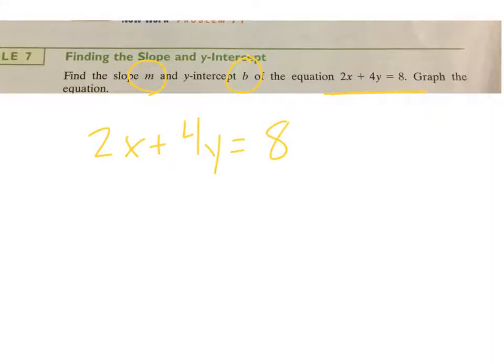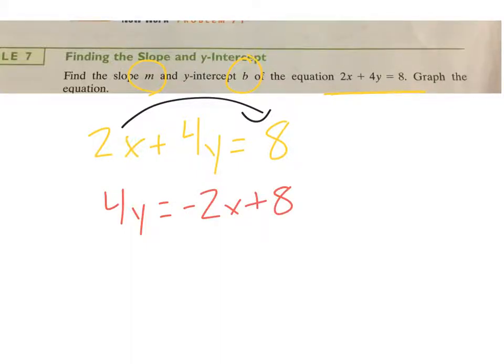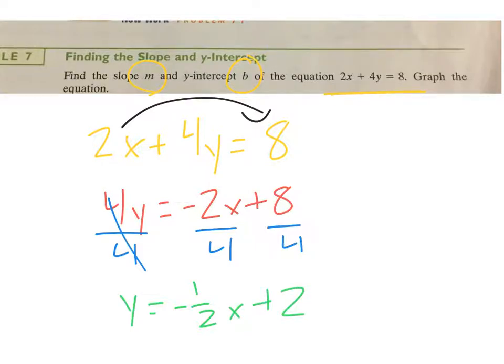So how can I get the y isolated? Move the 2x over, it becomes negative. 4y equals negative 2x plus 8. I'm going to divide everything by 4. That leaves me with y equals negative 1/2 x plus 2. So the slope of this line is negative 1/2, and the y-intercept is 2.